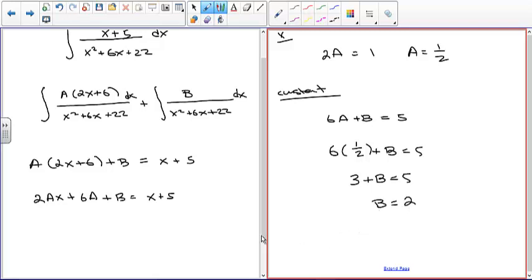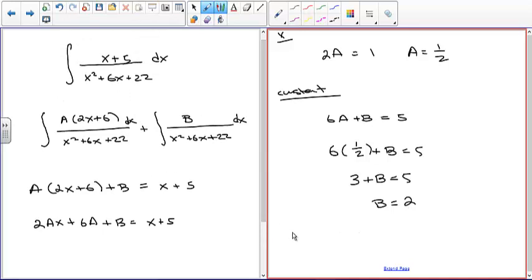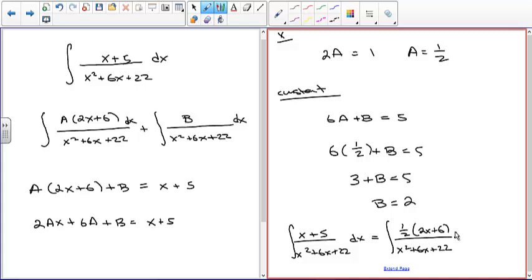So what that means is that this original integral, x plus 5 divided by x squared plus 6x plus 22 dx, can be rewritten as this integral. So a is a half, so there'll be a half times 2x plus 6 divided by x squared plus 6x plus 22 times dx. That's the first term. Plus b, which is 2, divided by x squared plus 6x plus 22 times dx. Sorry, I ran out of space there.